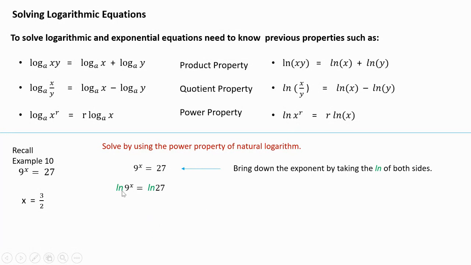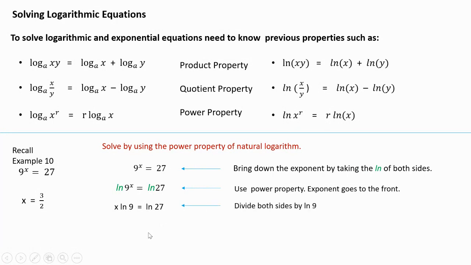Now, guys, if you take the ln on the left side, you also have to take it on the right side, because it doesn't make sense if you only put the ln on one side. So by the rule, the exponent comes to the front. So this becomes x ln of 9 equals ln of 27. Then we divide both sides by the ln of 9.